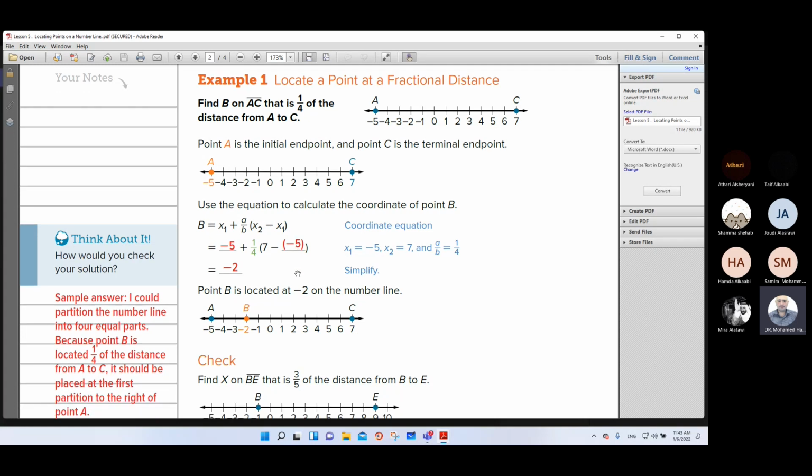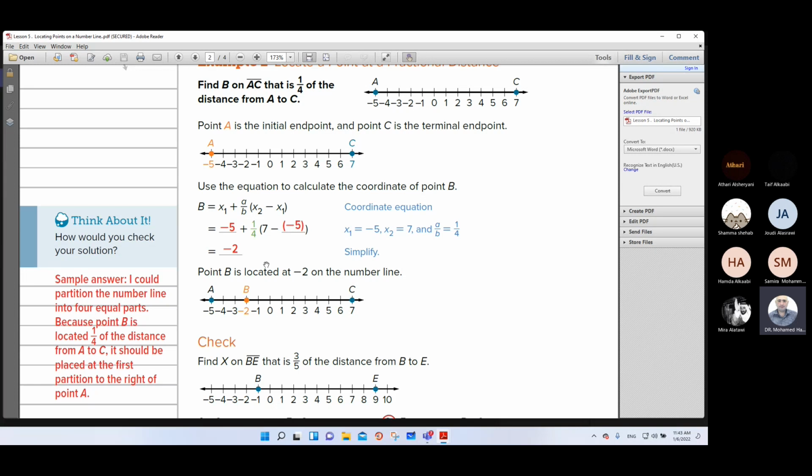Then you can evaluate this expression. Here 7 minus negative 5 means 7 plus 5, which is 12. 12 times 1 is 12. 12 divided by 4 is 3. 3 plus negative 5 is negative 2. So B will be negative 2. Go to the number line and look for negative 2. Where is negative 2? This is negative 2. So the point will be here.